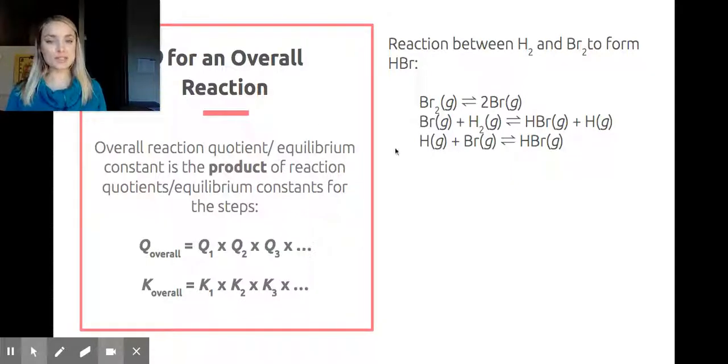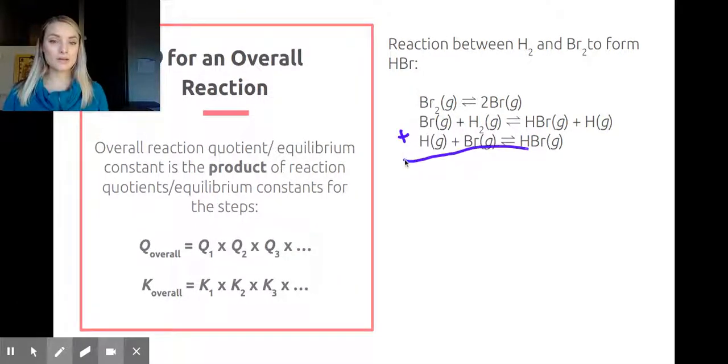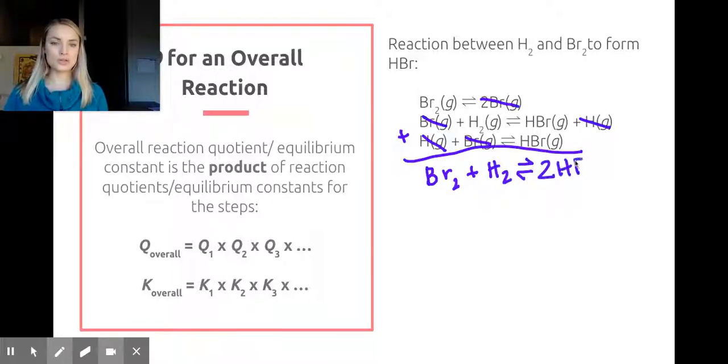Let's start by adding our equations together. So we're going to look for things that we can cancel out. I see no Br or H2 to cancel out. I see 2 lone Br gases to cancel out. I see 1 H gas there. And I see 2 HBr. When we add all of this together, we have Br2 gas plus H2 gas yields 2 HBr.